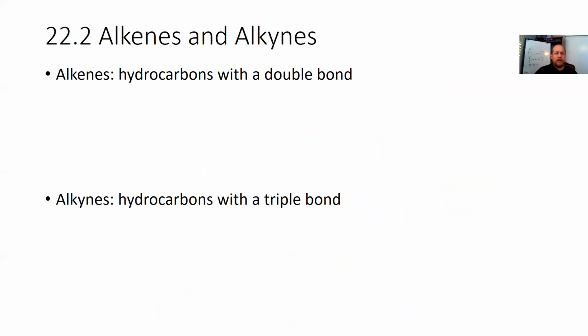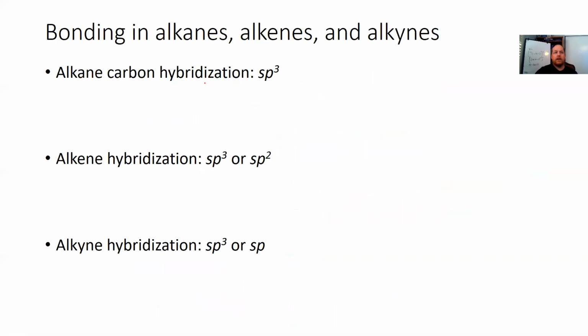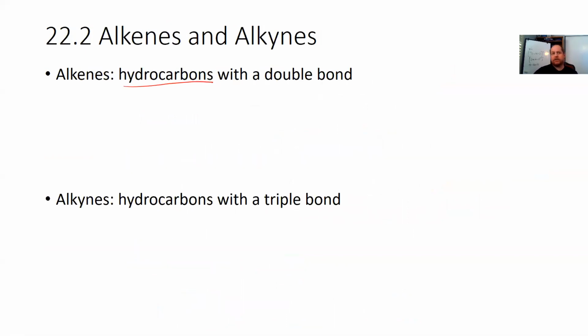Now, the next thing that we're going to get into in section 22.2 is alkenes and alkynes. Alkenes are going to be hydrocarbons with a double bond. So we'll talk about their structure in a little bit, but the big difference between alkenes and alkanes is that we now have a double bond. They're still hydrocarbons, but now we have this double bond.